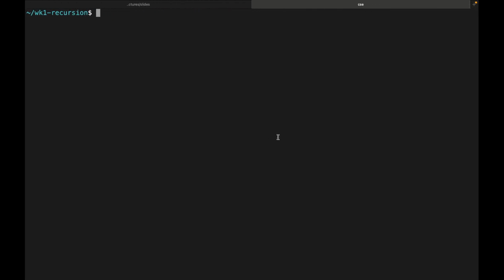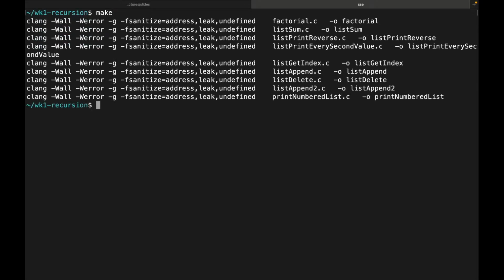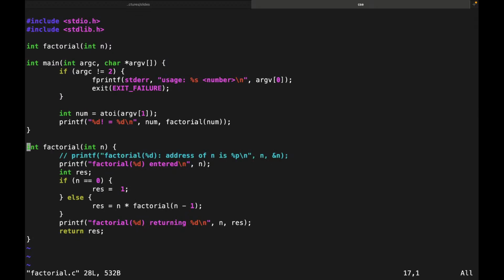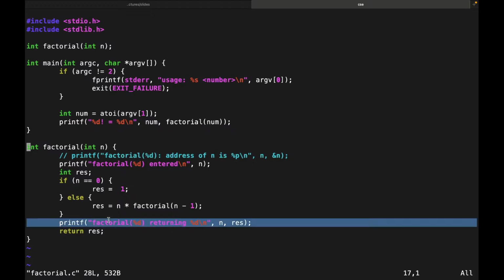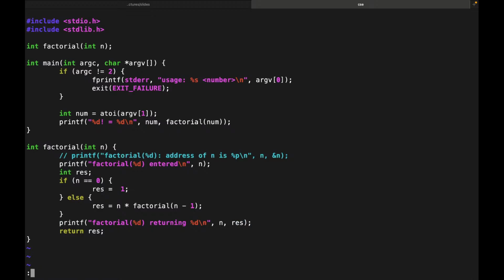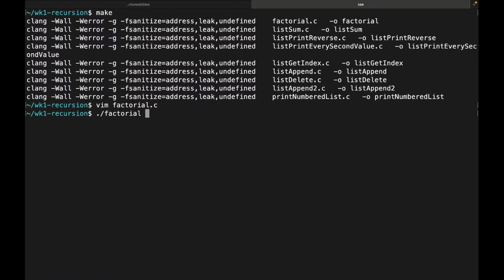And I can show you an example of that here. So here I have a factorial program, and I have some print statements. The first print statement I'm putting before the recursive call, and the next print statement I'm putting after the recursive call. We'll see that the print statement that happens after the recursive call happens in reverse order of the function calls themselves. So let's try to run this program.